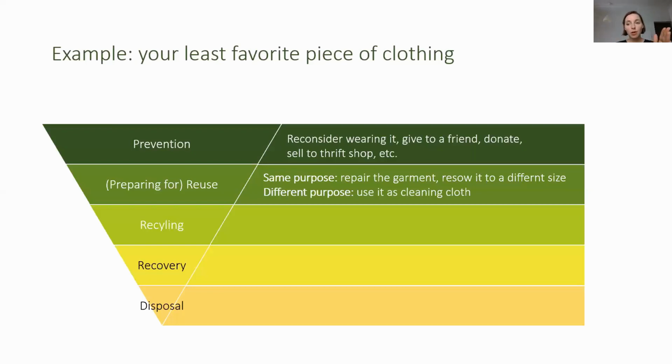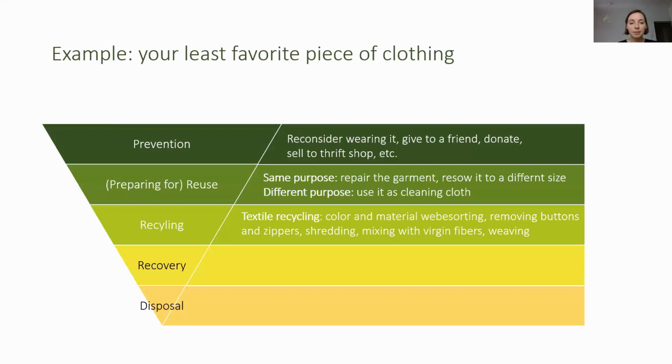In a different purpose, for example, if the hole is too big, or if the arm has come off completely, you can then still use it for a different purpose, for example, as a cleaning cloth. Then there still is some value in it, because it's a use value. Maybe it's not a financial value, but a use value. If that's not possible as well, then you could think about giving it to textile recycling.